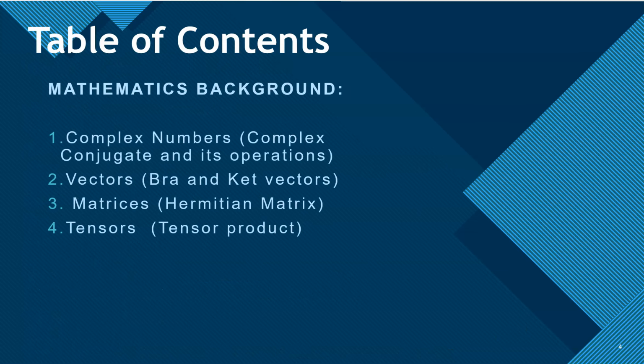And then the mathematics background needed: complex numbers. You need to know the complex conjugate and its operations. And then the vectors, you have bra and ket vectors. They will be used in matrices. So you need to know the Hermitian matrix. And the matrix operations are done, they call it tensors. So you need to have the tensor product. So this is the mathematical background you need.